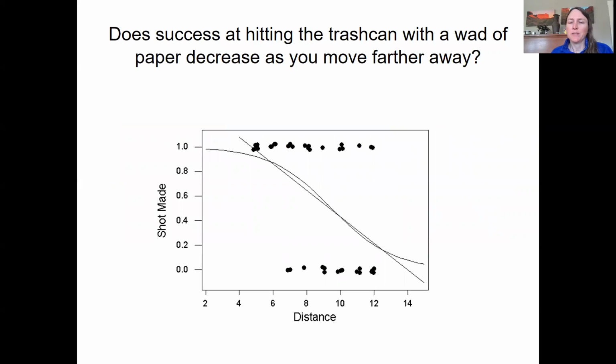And here's just a silly example showing your success at hitting a trash can as you move the trash can farther away when you're throwing a wad of paper. But what it shows is this nice kind of S-shaped curve that you should get from a logistic regression, going either down or going up.